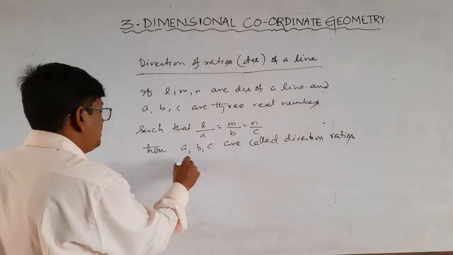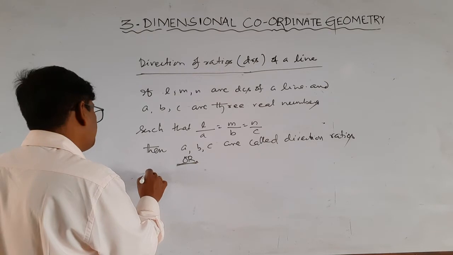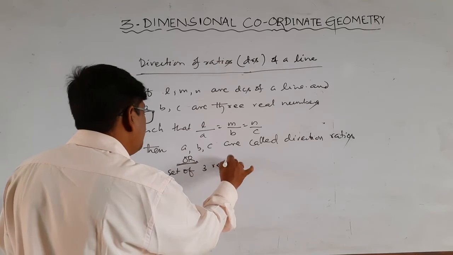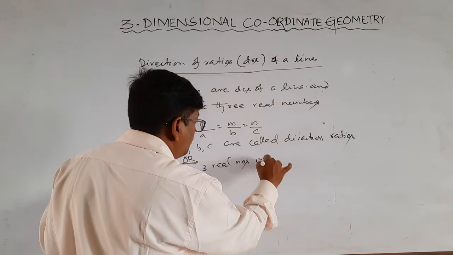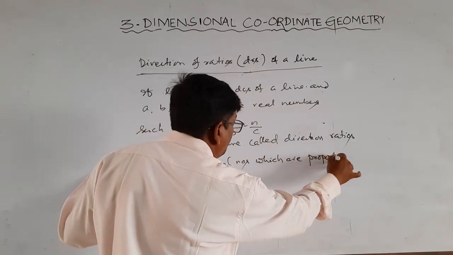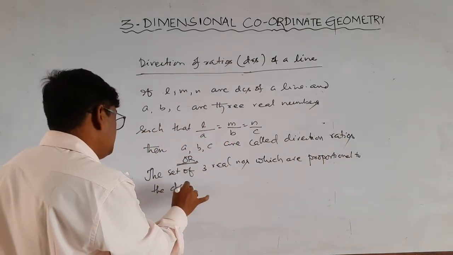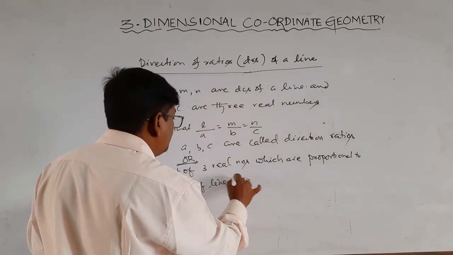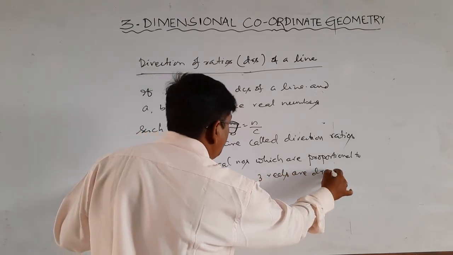So we can say that the set of 3 real numbers which are proportional to the DCs of the line, then those 3 real numbers are the DRs of the line.